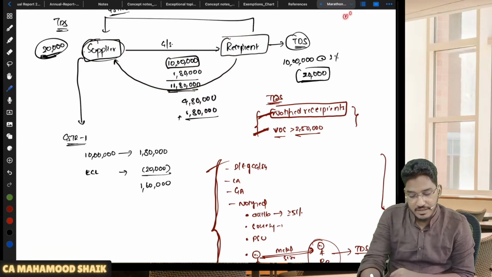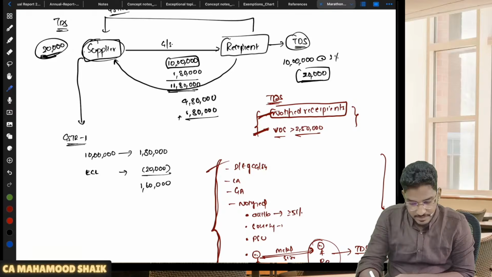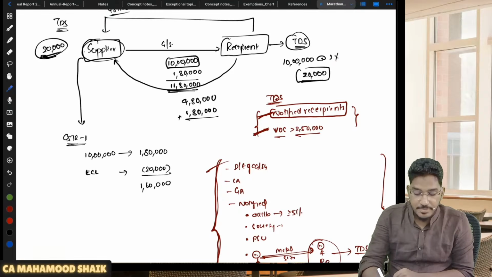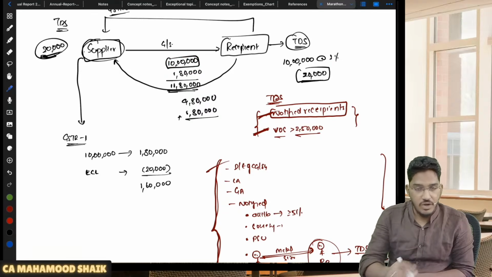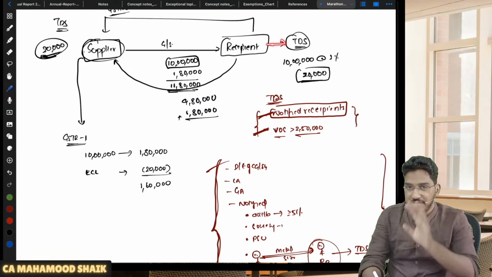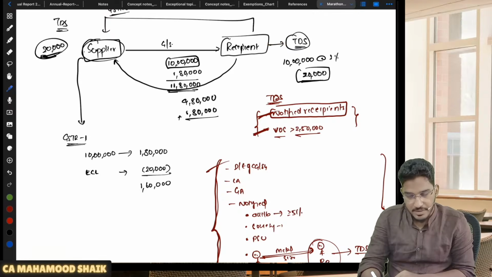But section number 51 says that if the recipient falls under specified recipient, then this recipient is required to deduct TDS at the rate of 2% on the value of the supply. Okay, so not every recipient. If the recipient is a specified recipient, we will see who are the specified recipients. Under section number 51, certain recipients are specified.